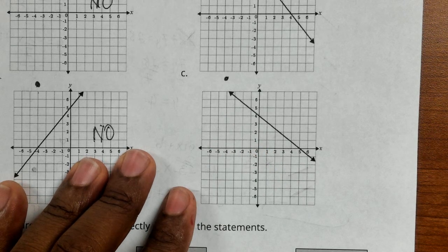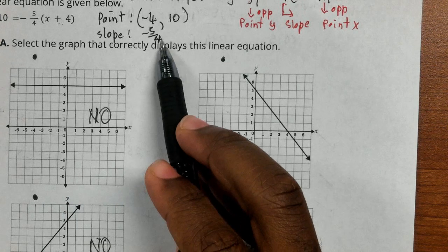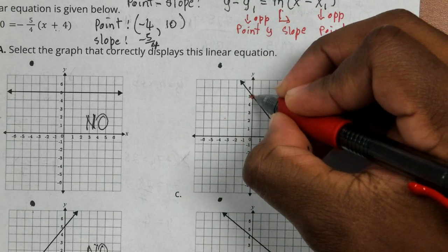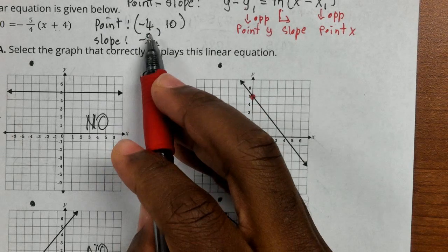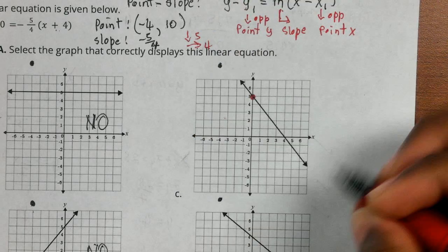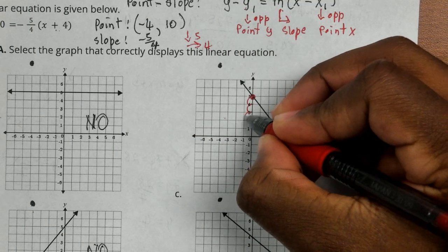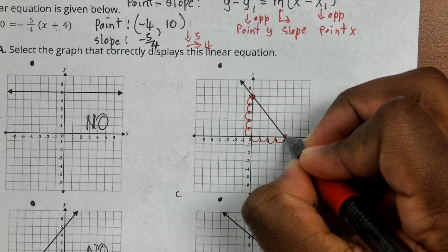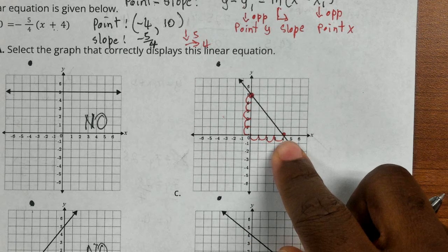Okay? So to confirm it, now you're going to do your slope. So your slope, you're going to start at the y-intercept. So the y-intercept is here. And then I would try to go down 5 and then right 4. So down 1, 2, 3, 4, 5. Right 1, 2, 3, 4. Am I on that line? Yes, I am.